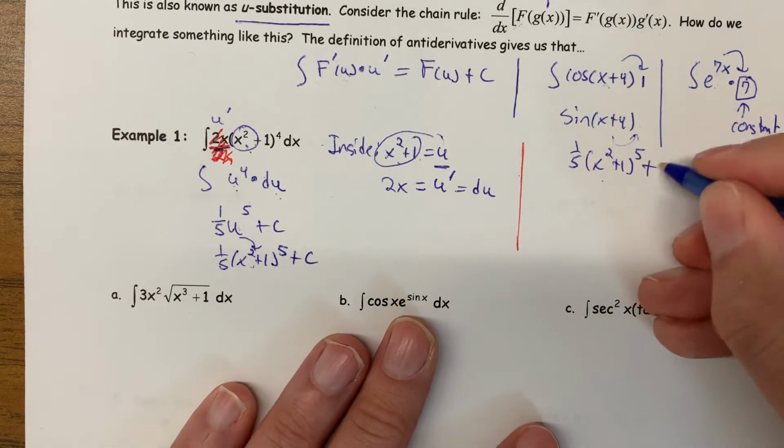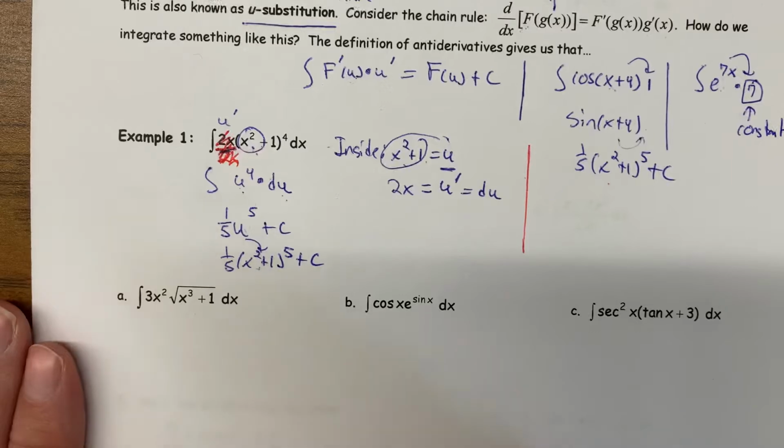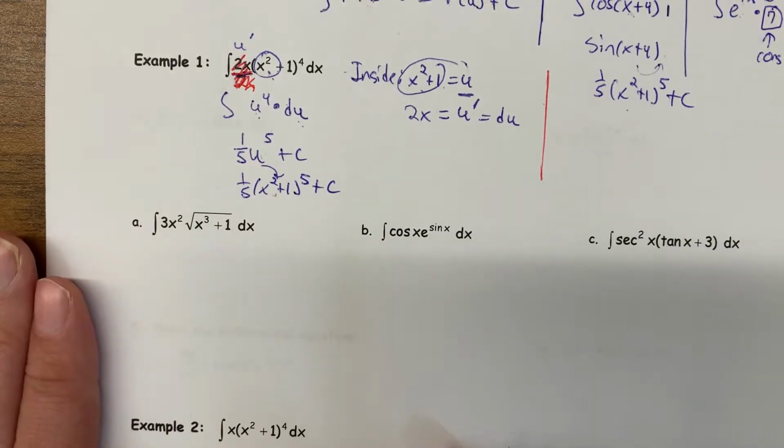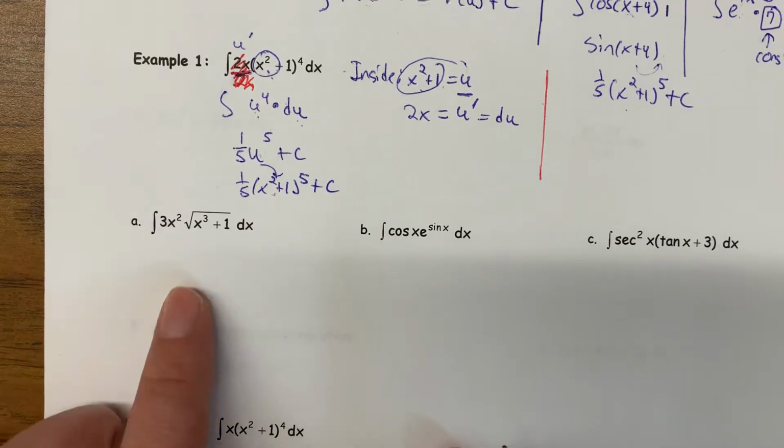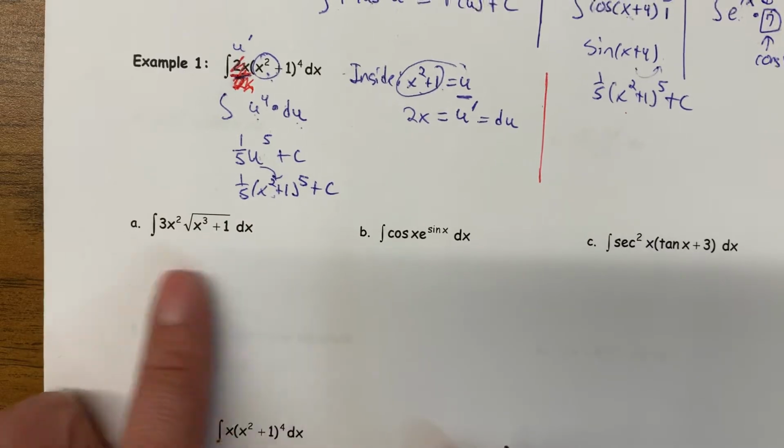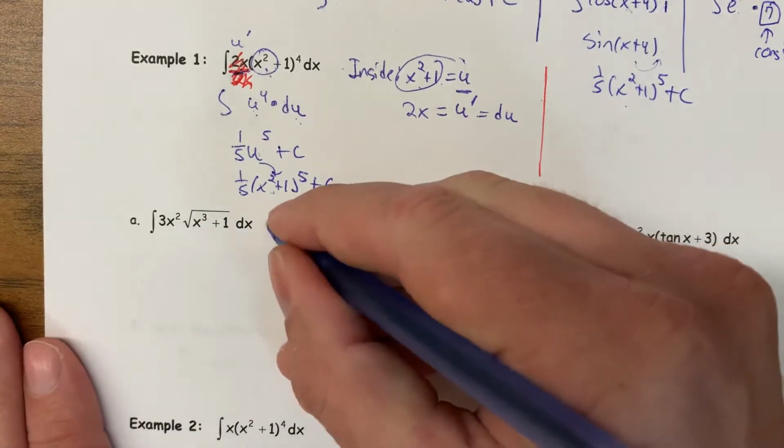So you don't have to do u substitution. You can kind of skip it. And I'll show both those methods as we go through this. So here's one for you to try. What is the inside function? What should we use as u here?